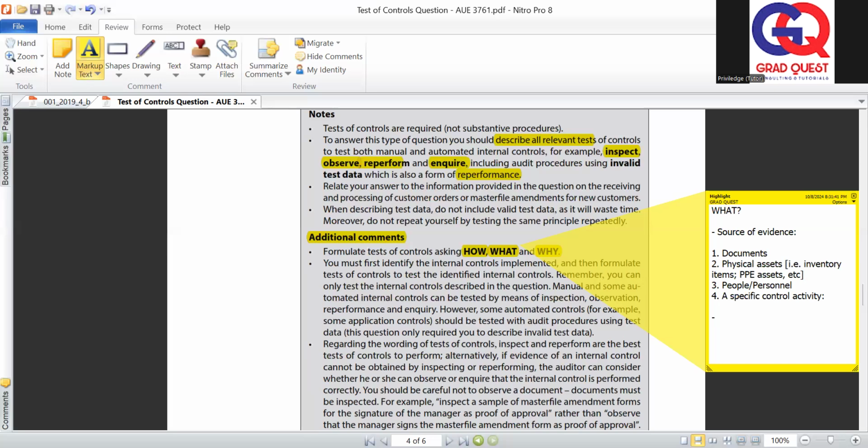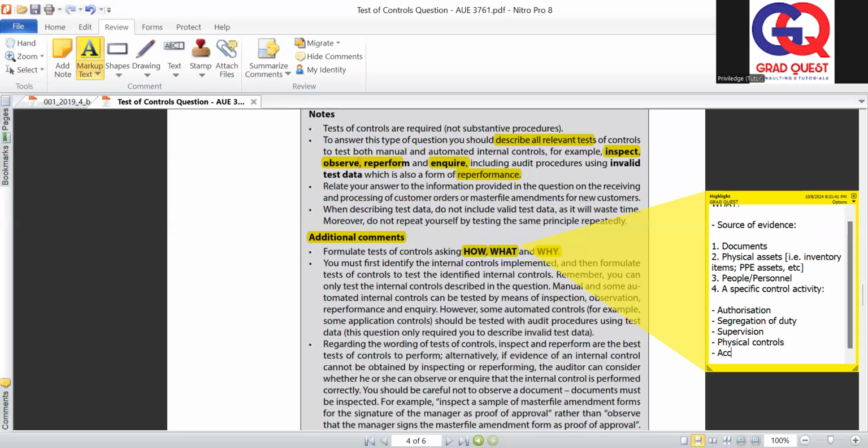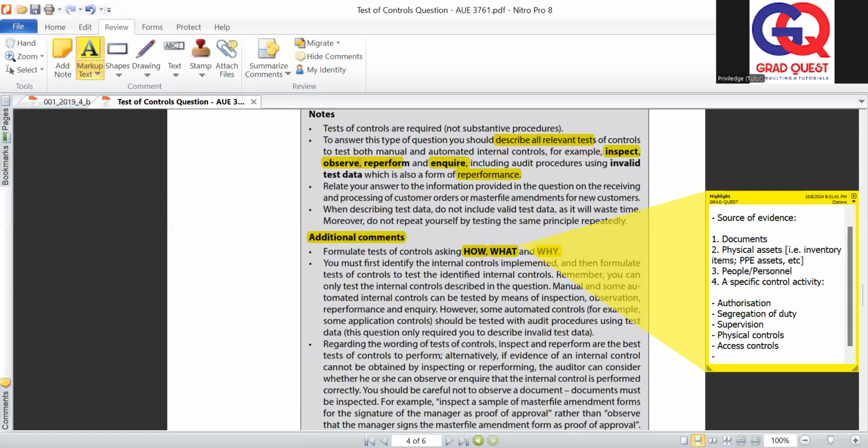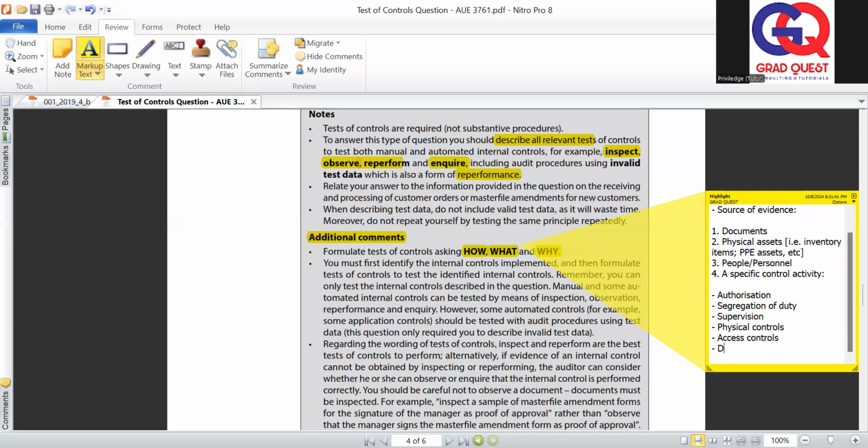I'm just going to try and give a few examples. It can be authorization that you want to evaluate or test. It can be segregation of duty that you want to evaluate. It can be supervision that you want to evaluate, if ever it is in existence. It can be physical controls that you want to evaluate. It can be access controls that you want to evaluate, whether they are there. It can be document design that you want to evaluate.